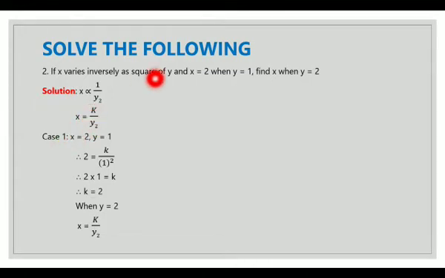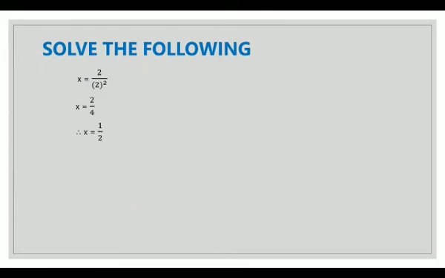In case 1, when x equals 2, y equals 1. So substituting the values in this form, we get 2 equals k upon y square, that is 1, 1 square. So 2 into 1 equals k. So k equals 2. When y equals 2, x equals k upon y square. So x equals 2 upon 2 square. 2 square is 4. So 2 ones are 2, 2 twos are 4. So x equals 1 upon 2.